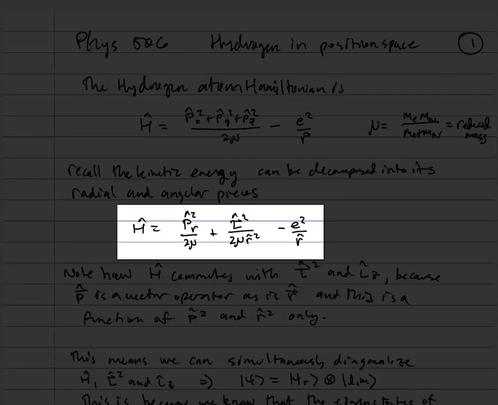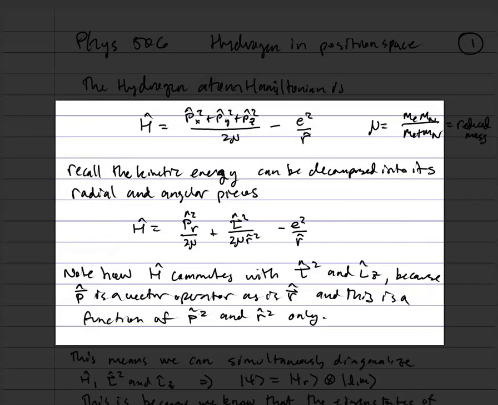Now, because the Hamiltonian commutes with L squared and L_z, and we can immediately see that because the angular momentum operators really depend just on the angles, and P_r just depends on the radial components, and angular momentum commutes with the radial vector r hat. L squared also commutes with the radial component of the momentum, P_r. So both L squared and L_z commute.